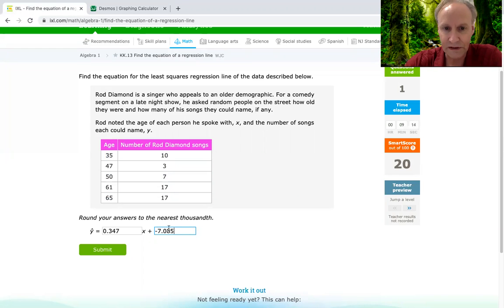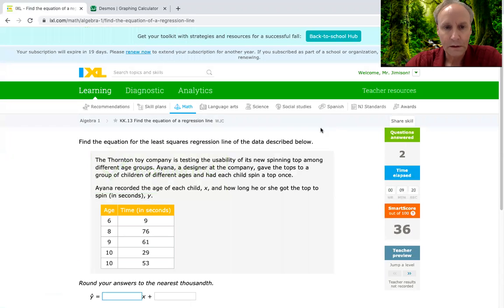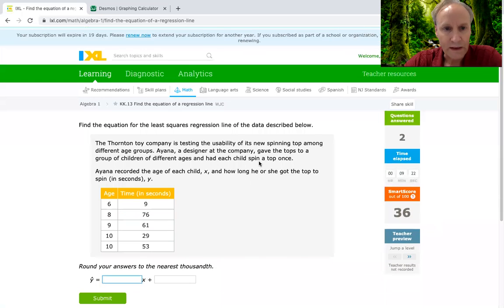7.085. Real life getting in the way of my math. This really doesn't have any real interpretation to it. Now this time, we have a new spinning top among different age groups. Recorded the age of each child and how long he or she got the top to spin.